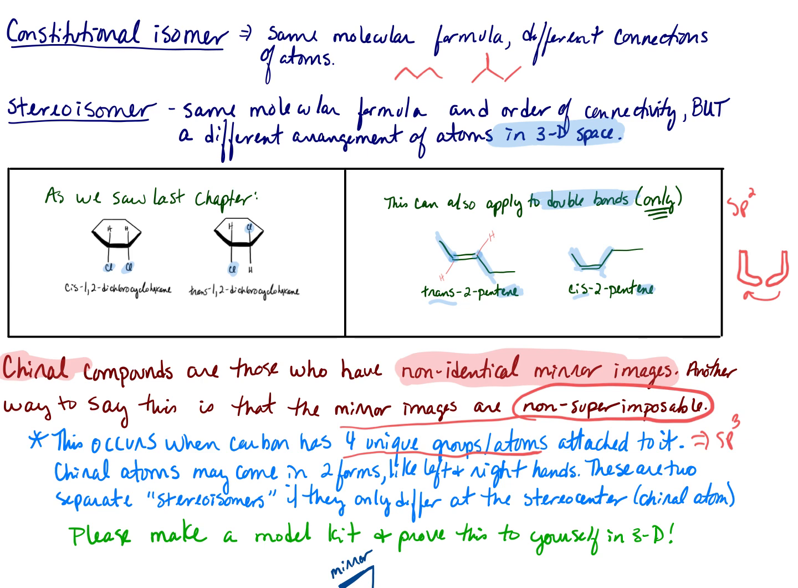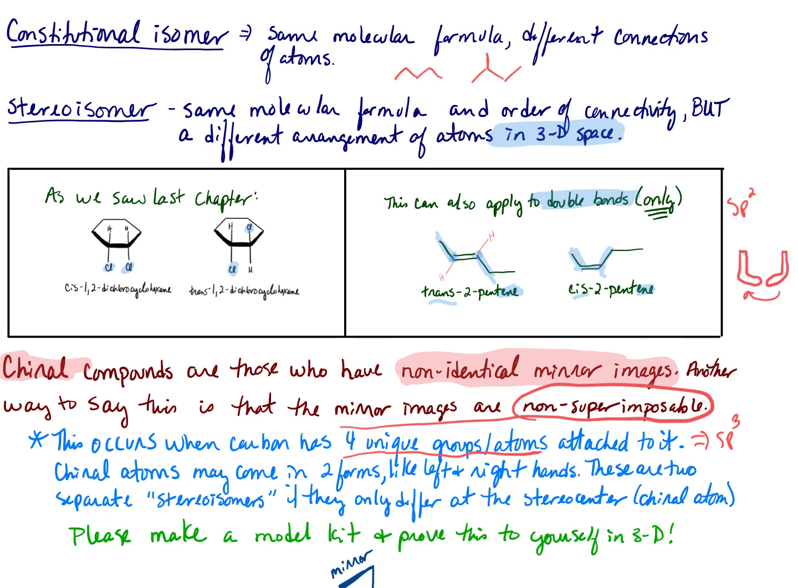So chiral atoms are going to come in 2 forms. We can have them as kind of a left hand versus a right hand. Like if you were to put your hands on top of each other and try to say that they were superimposable, your thumbs would stick out, right? And the same way that you have a right hand and a left hand, so do molecules. Each of those are separate stereoisomers.